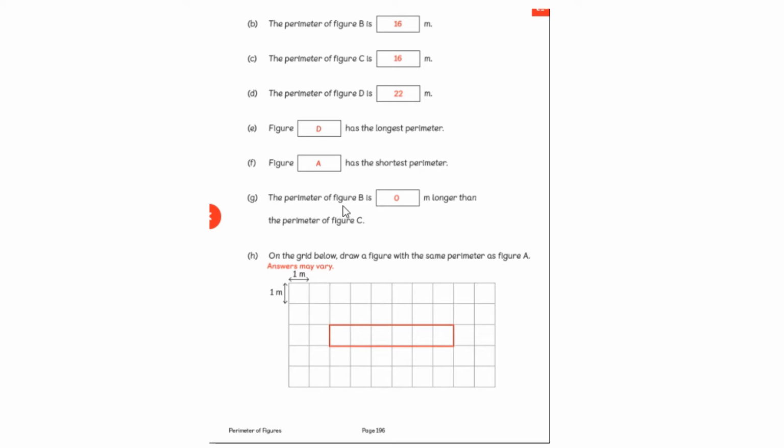The perimeter of figure B is 0 meters longer than the perimeter of figure C, and that's because they have the same perimeter. And lastly, it says, on the grid below, draw a figure with the same perimeter as figure A. Remember, figure A had a perimeter of 14 meters. So all you had to do was to draw a figure with a perimeter of 14 meters. This is mine, but I've seen yours and you've come up with lots of different creative answers. So great work, Year 3.